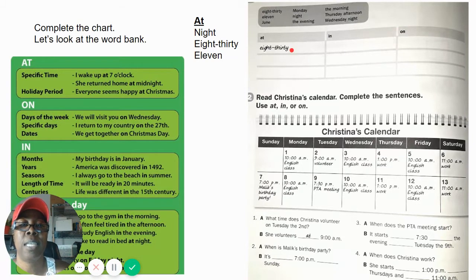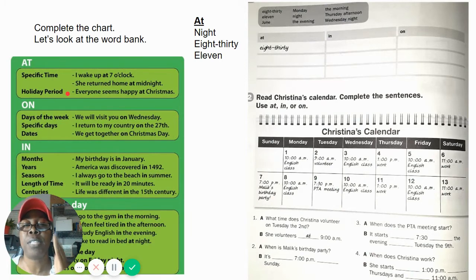So the first one is done here. It says 8:30. At 8:30. Let's look at the rules for at. You use at when you have a specific time, like an exact time. So here's an exact time, 7 o'clock. I wake up at 7 o'clock. When you have an exact or specific time, you use at. Another specific time can be midnight, right? Midnight is a specific and exact time. So, she returned home at midnight.